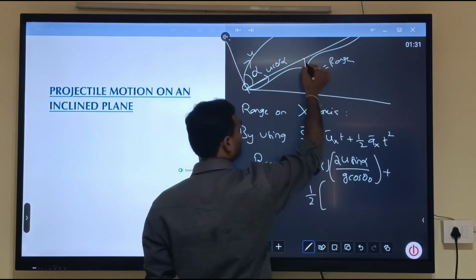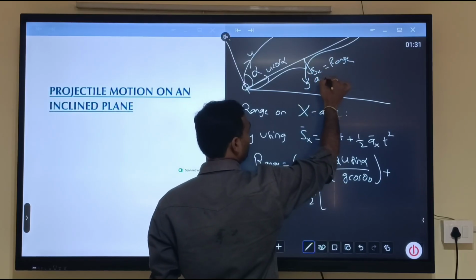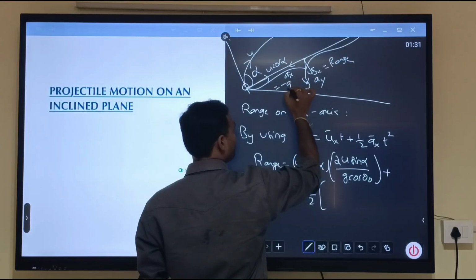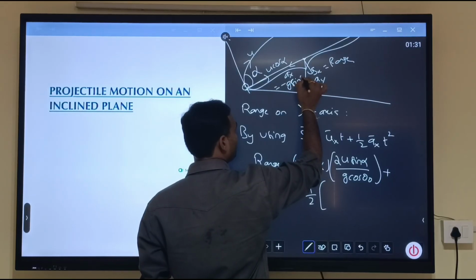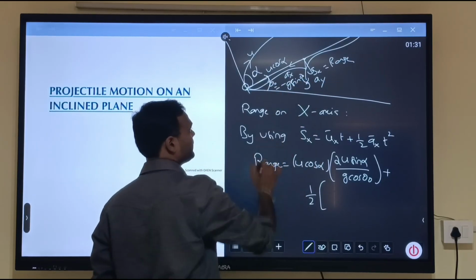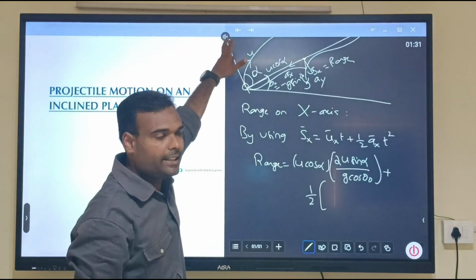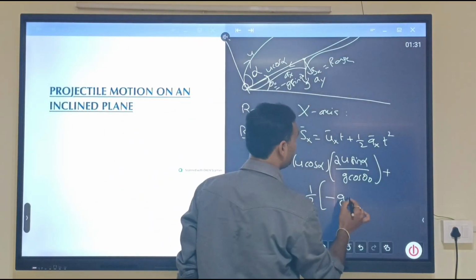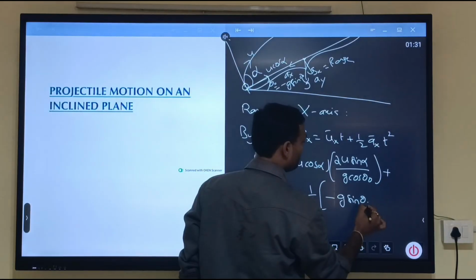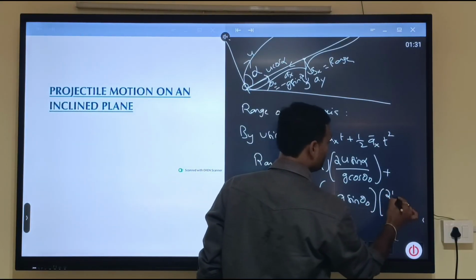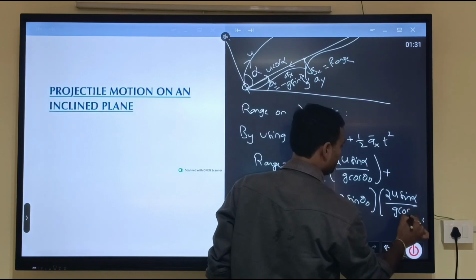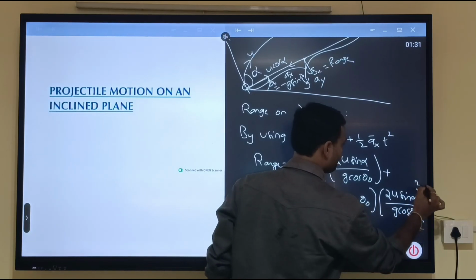Just now I discussed this one. This is acceleration on y-axis. This is acceleration on x-axis, which is equal to minus g sin theta naught, because this is theta, and this one we have seen in the previous diagram very clearly. Then this will be minus g sin theta naught into (2u sin alpha by g cos theta naught) whole square.